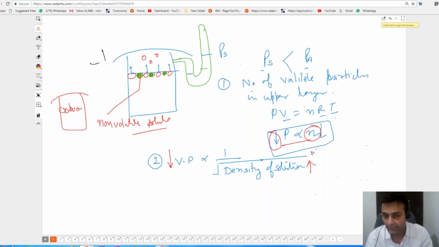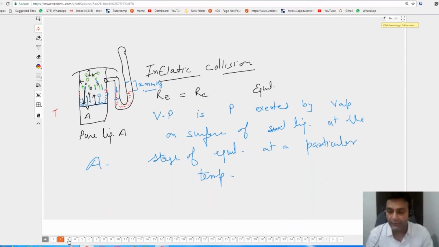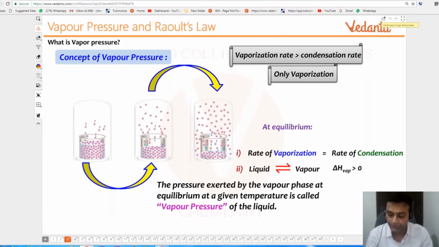That is number one reason. And number two is the density of the solution. The more the density of the solution, the less is the vapor pressure. And you know that a solution containing a non-volatile solute will be more dense. Right? Now, I hope it's very clear. Fine. Now, we'll discuss the factors which affect the vapor pressure.